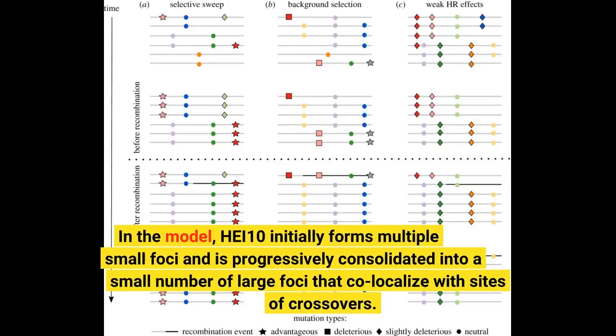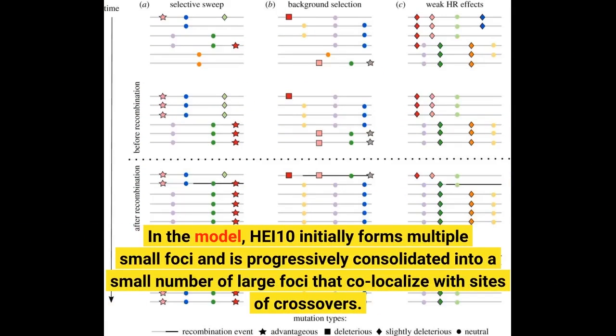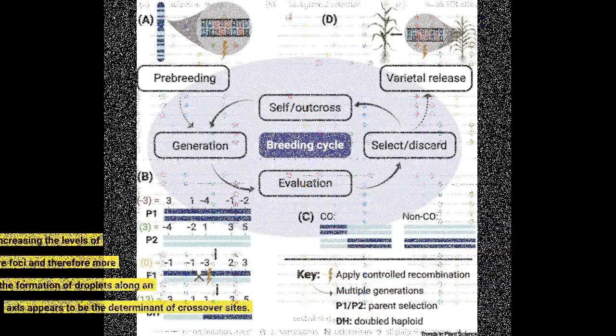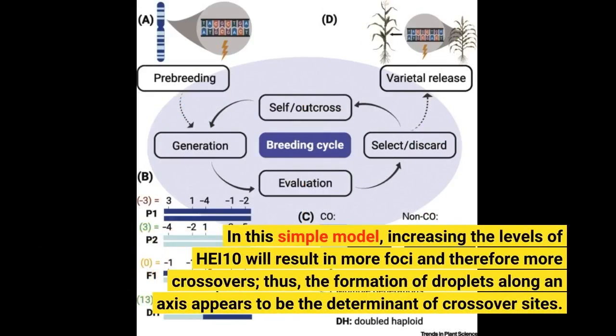In the model, HEI10 initially forms multiple small foci and is progressively consolidated into a small number of large foci that co-localize with sites of crossovers. In this simple model, increasing the levels of HEI10 will result in more foci and therefore more crossovers. Thus, the formation of droplets along an axis appears to be the determinant of crossover sites.